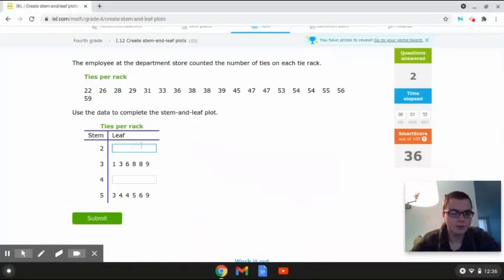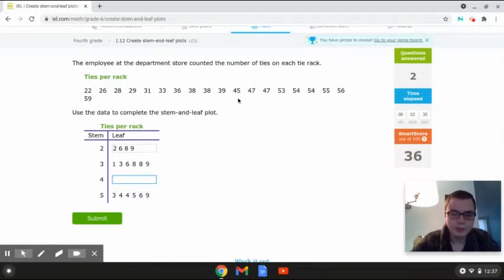All right, so right here, we have the number 2 for the stem. And we have a couple numbers above on the ties per rack to fill in for this stem and leaf plot. So for this leaf, we're going to fill in 2, and this becomes 22. 6, this becomes 26. 8, this becomes 28. And 9, this becomes 29. All right, so that's this leaf done. So 3 is done for us, and now we have to figure out 4.